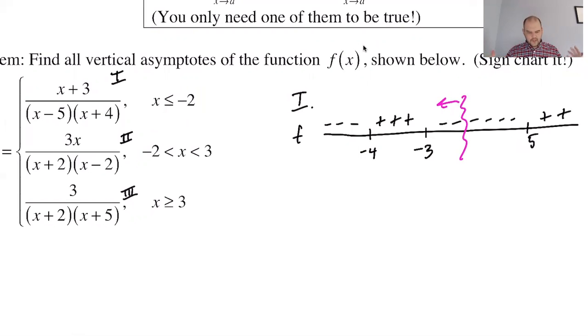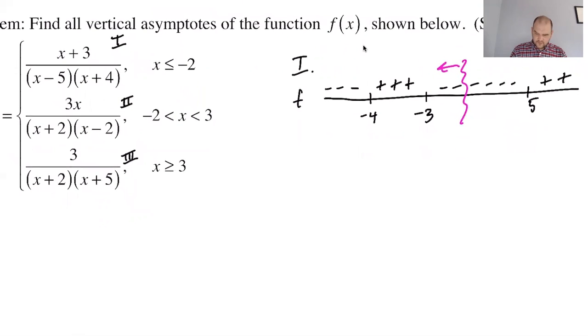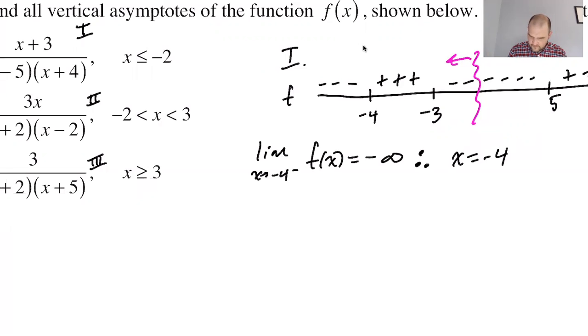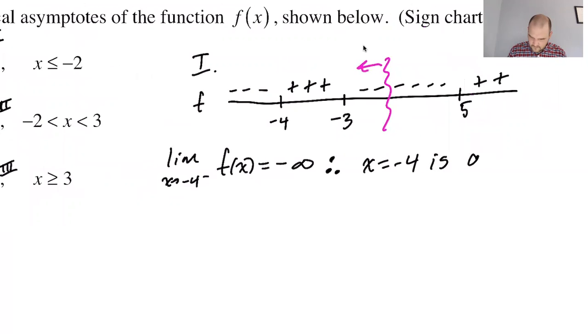Okay, so what's happening at -4? The limit as x approaches -4, I only need it from one side, so let's say from the left, of f of x. x equals -4 is one of the zeros of the denominator, so I know there's a vertical asymptote there. I'm just trying to prove it. The limit as I approach -4 from the left is negative infinity, therefore x equals -4 is a vertical asymptote. Okay, proved it. That's all we needed.